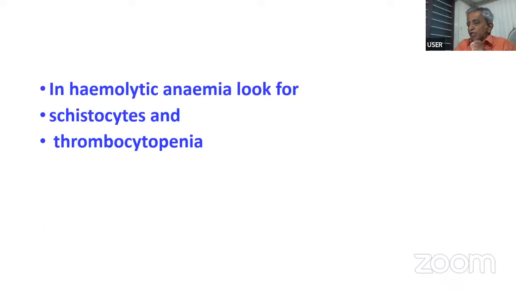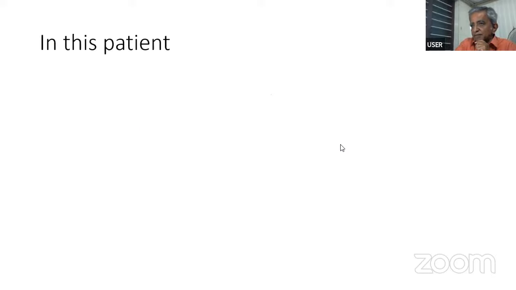Now, in every hemolytic anemia, therefore, you should look for schistocytes and thrombocytopenia. Schistocytes and thrombocytopenia. I'm very happy that there is a lot of interaction. That is something which gives us a boost, gives the teacher a boost. Thank you so much. Now go to the next slide.